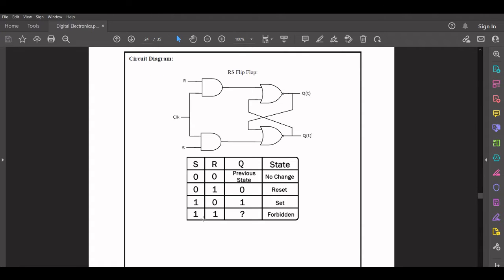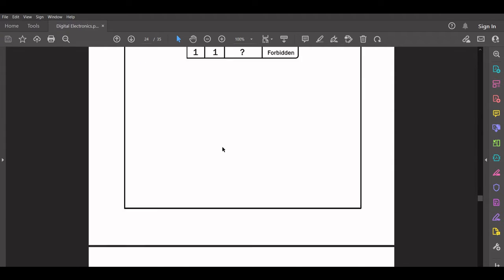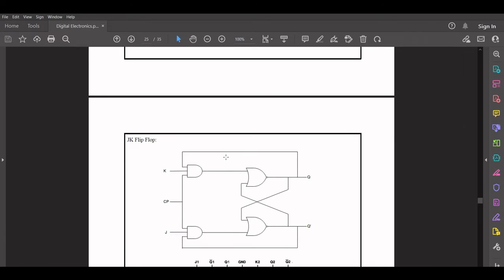But we have a fourth case over here where S and R both are 1, and it is a forbidden condition because in this case both the outputs, that is Q as well as Q complement, become equal, which is something that should not happen. So in order to overcome this fourth case, we have a modified flip-flop known as the JK flip-flop.